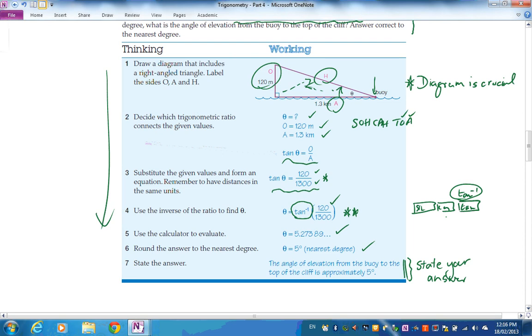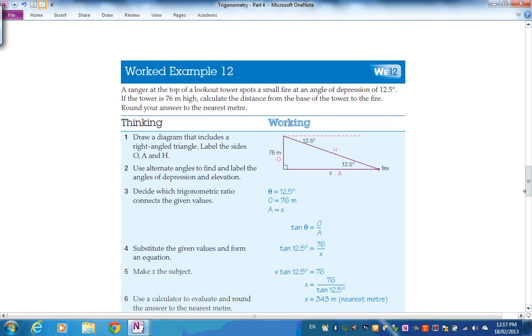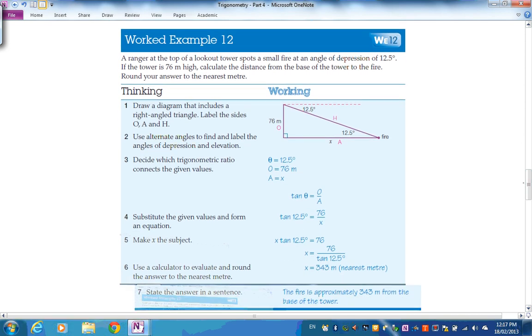Gives you an idea of the people on the ship, how much they have to look up from the buoy's distance to see the top of the cliff and look for the lighthouse or whatever other warning sign might be up there to stop the ships running into the cliff. Okay, let's do another one. Then we've got another one down here, worked example 12 here.